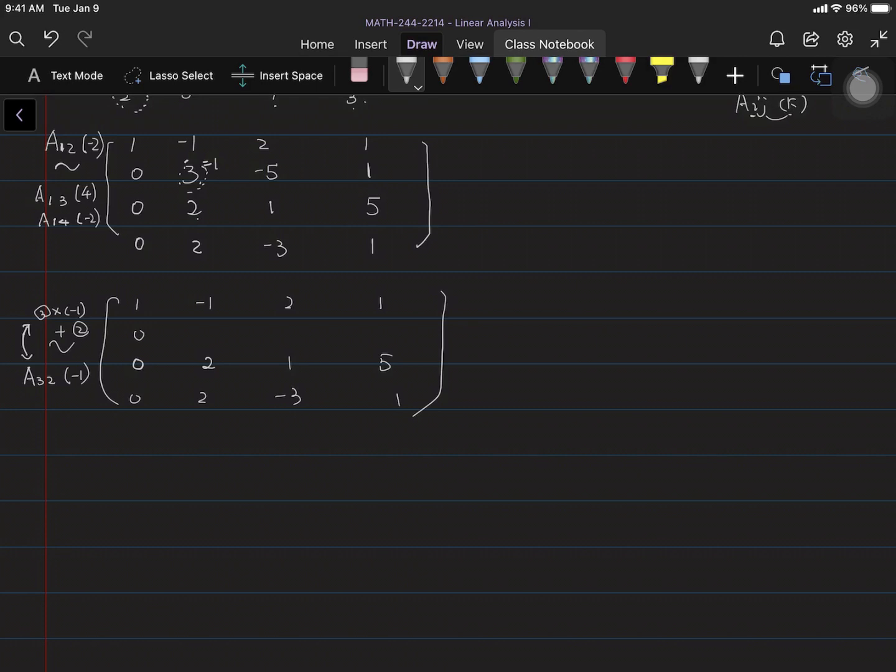Let's see, row 2. Row 3 times negative 1 add to row 2. So 2 times negative 1, and there should be 1. 1 times negative 1 add to negative 5, so negative 6. 5 times negative 1, and there should be negative 4. Okay? So the second row is okay now.